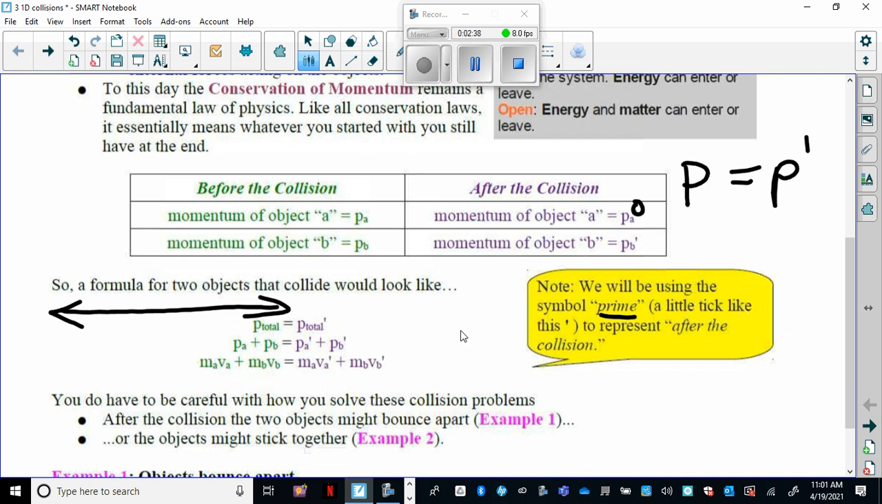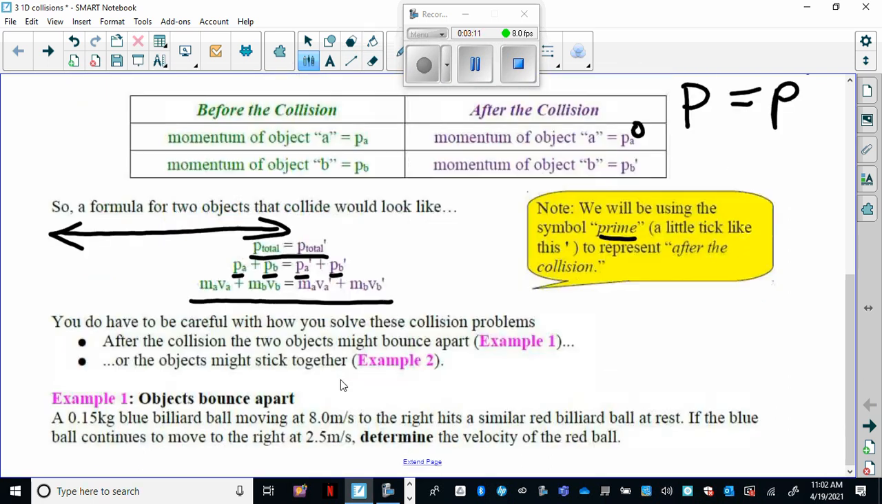And this is not a formula on your formula sheet. Right here, the momentum total before equals the momentum total afterwards. And then you can expand that, and you say the momentum of one object plus the momentum of the other object before the collision equals the momentum of both objects combined, added together after the collision. And then they further expanded that to get this. This is not necessarily a formula you have to memorize, although it is helpful, and it's pretty intuitive. It's not as complicated as it looks.